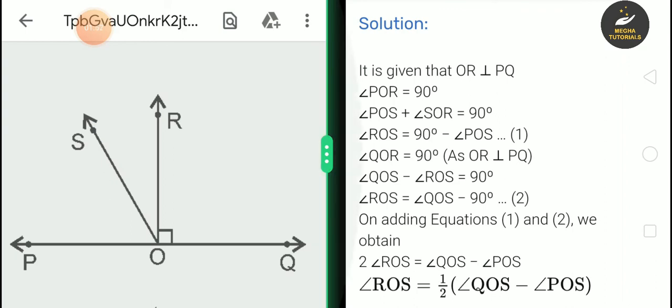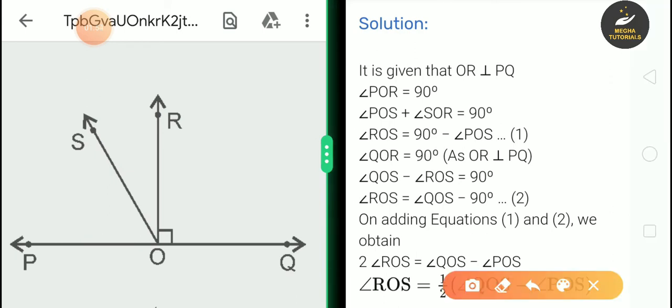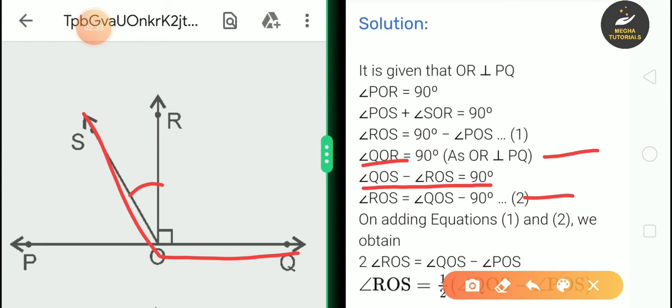Now check angle ROQ. It is also 90 degrees because OR is perpendicular to PQ. Now we can write QOR. Check the diagram. It is QOS minus ROS. So we can write QOS minus ROS is equal to 90 degrees. Using transposition we can write angle ROS is equal to angle QOS minus 90 degrees. This is equation 2.